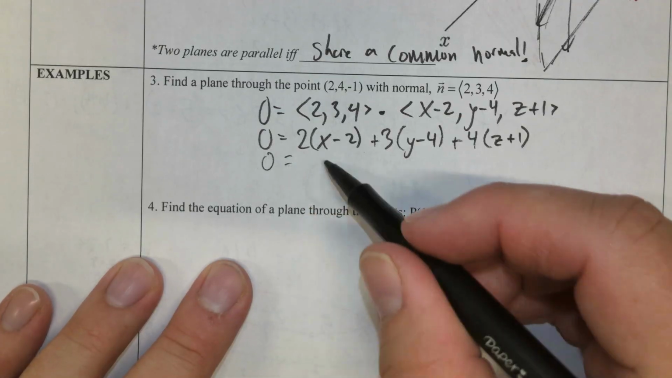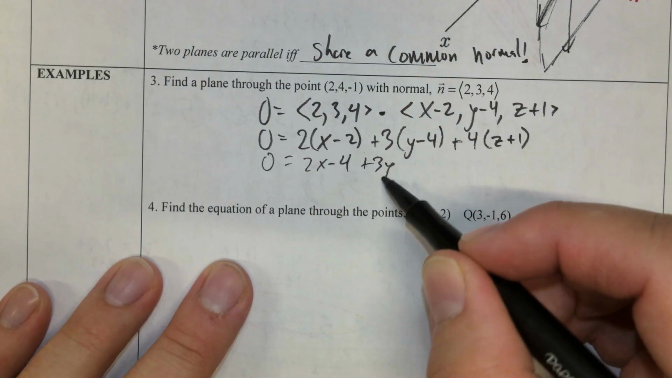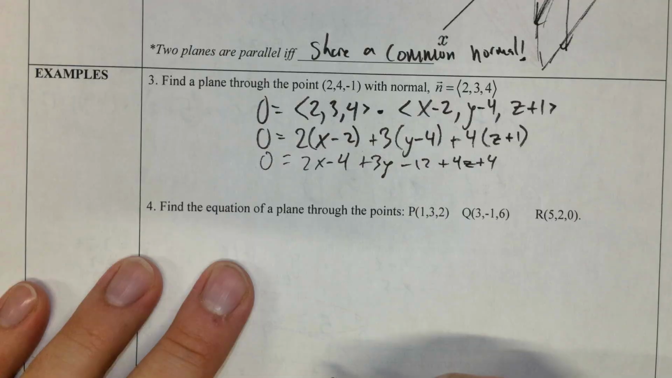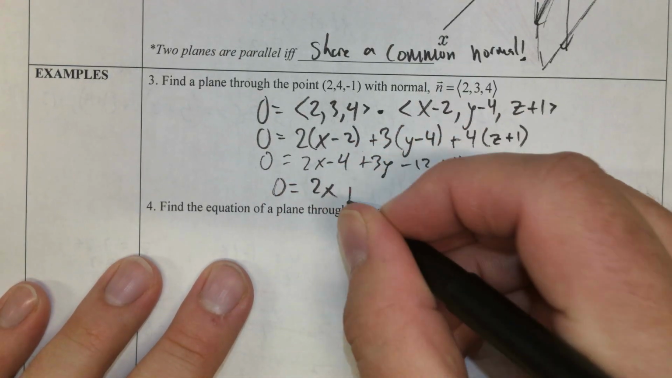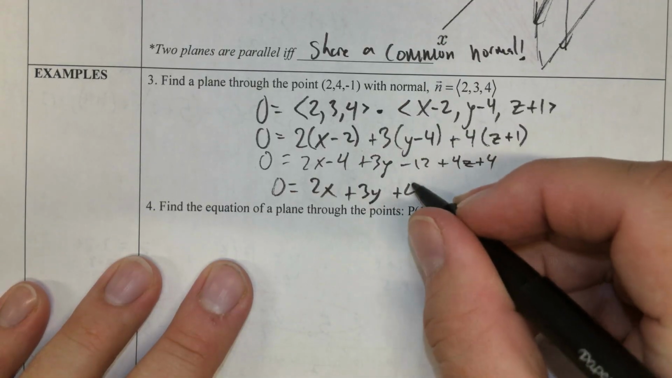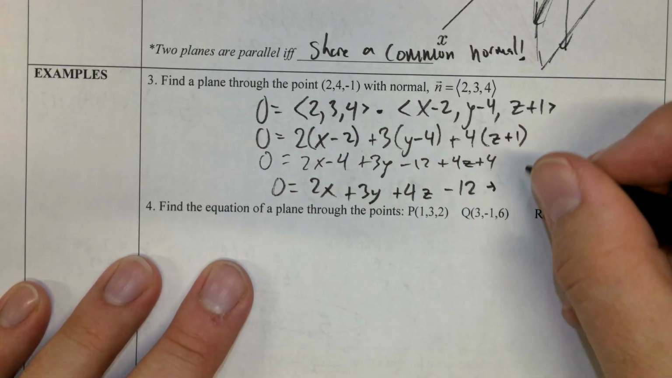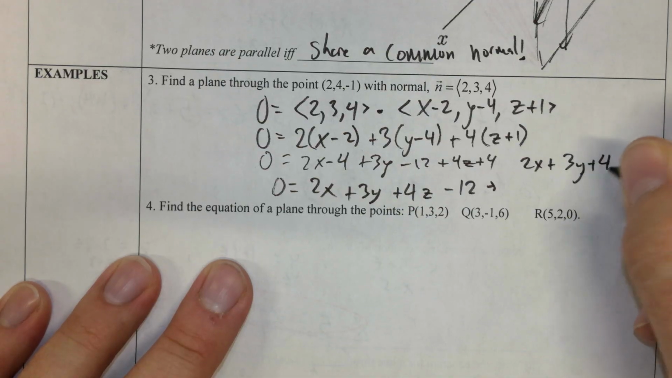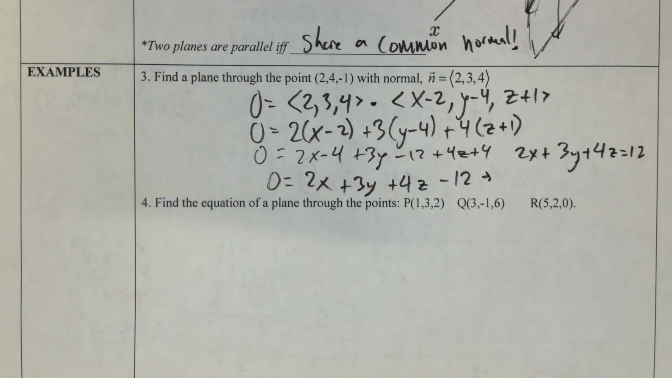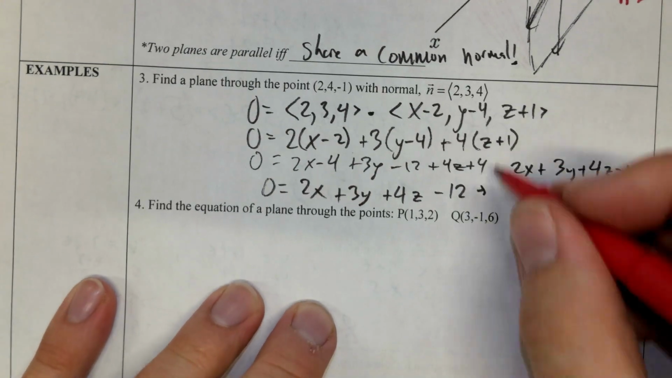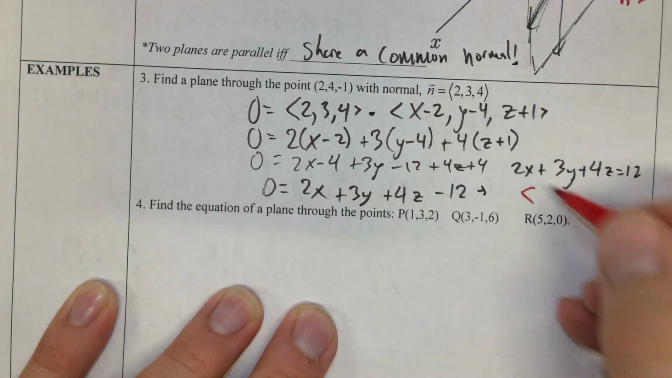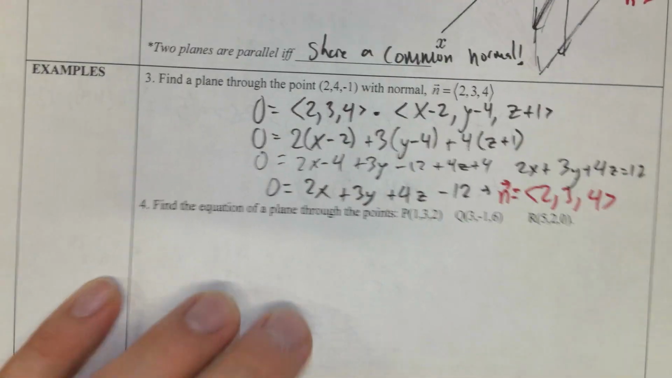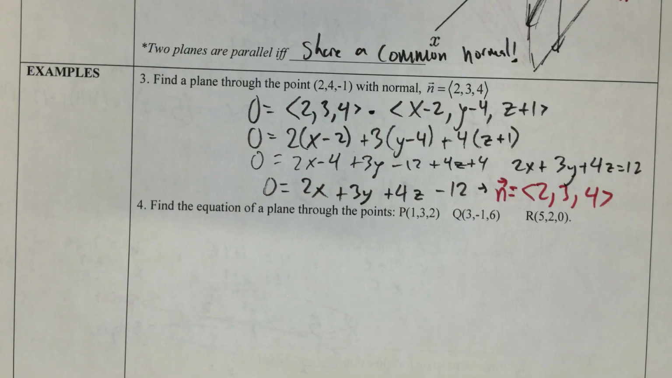Now we're just doing some algebra here, folks. 2x minus 4 plus 3y minus 12 plus 4z plus 4. Combining my like terms and moving them to the other side. 2x plus 3y plus 4z minus 12. And I get my final equation. 2x plus 3y plus 4z is 12. And I can pull the normal right off this, right? At the end of the day, if I get the equation of the plane, notice my normal is just right there. 2, 3, 4. Legible. And we can use that heavily in the future.